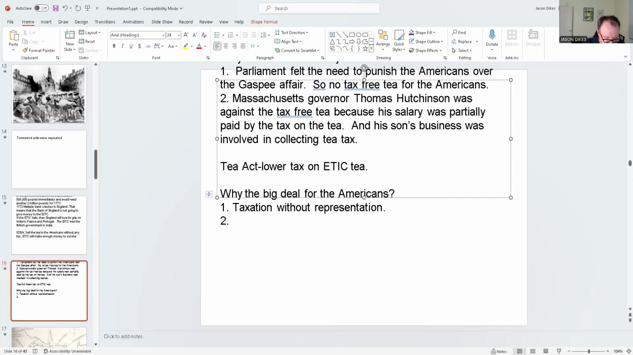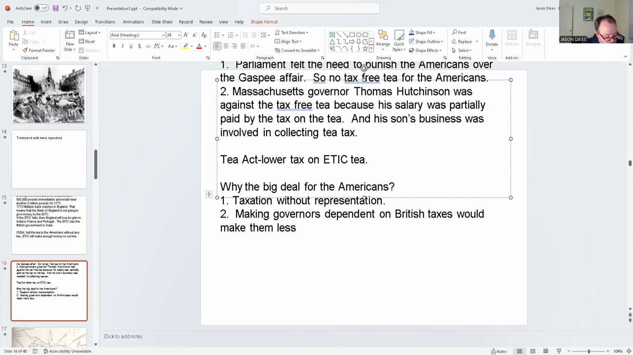Second, making governors dependent on British taxes would make them less interested in representing colonies. Now, I know I said that the governor represents the monarch, but he also has to represent the colonies to the monarch. Okay, it's a double-edged sword. If the governors are dependent on British taxes, they are going to be less interested in representing the colonies.